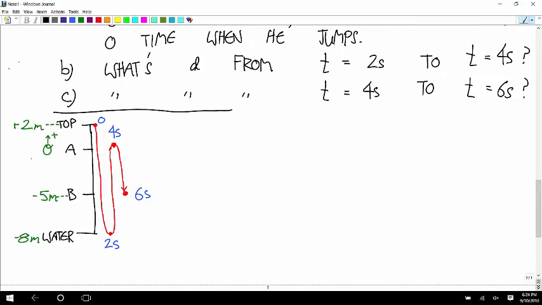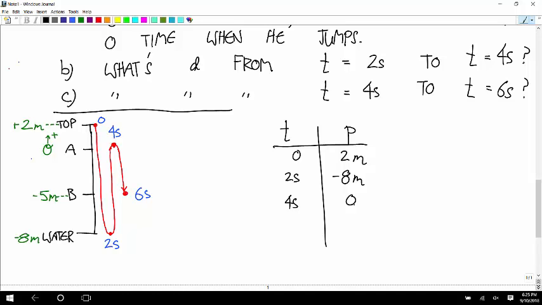Okay, so now I'm going to write out that table. So position, time and position values at all those points now. At the start, time is 0 and the position is 2 meters. 2 seconds after that, we're at time 2 seconds and position negative 8 meters. 2 seconds after that, we're at time 4 seconds and position 0. And then the last one, time is 6 seconds and position is negative 5 meters.